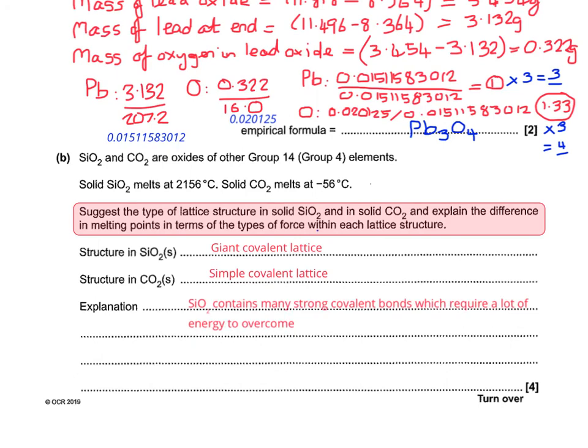So silicon dioxide contains lots of strong covalent bonds requiring a lot of energy to overcome. But on the other hand, solid carbon dioxide would have relatively weak London forces between its molecules, which only need small amounts of energy to break.